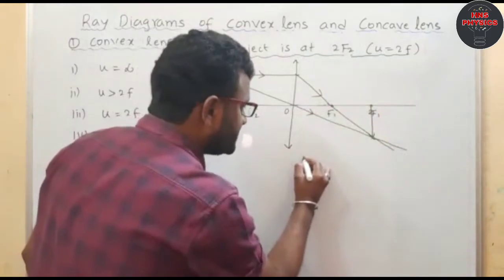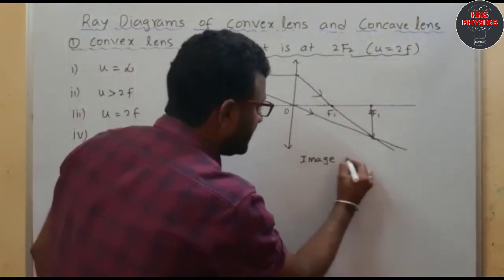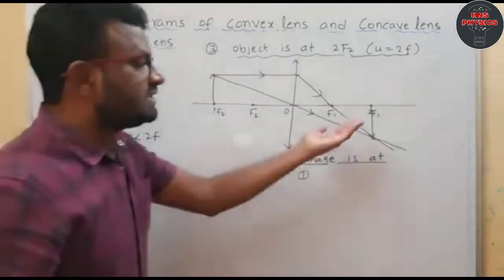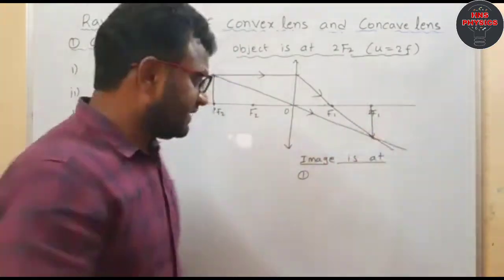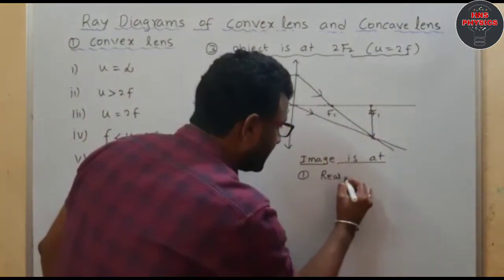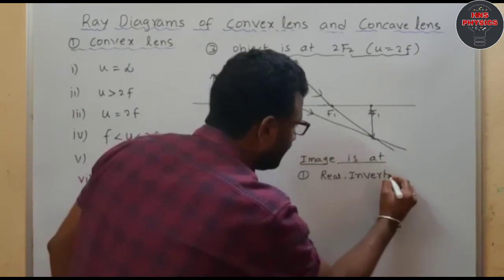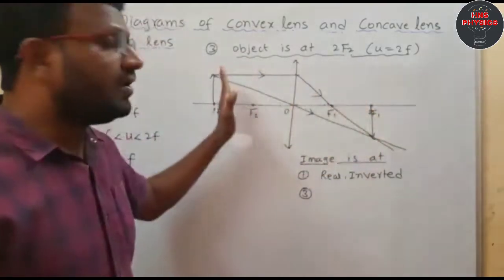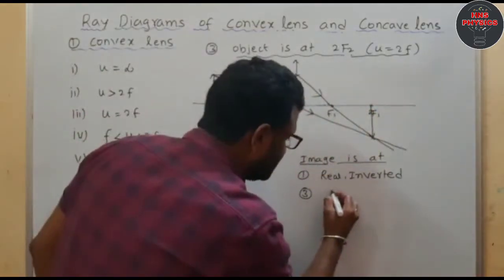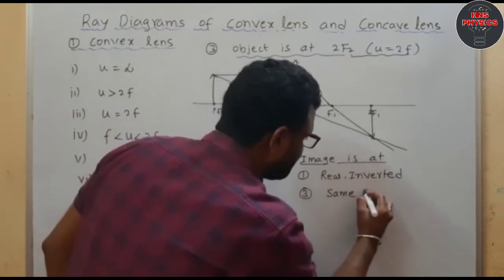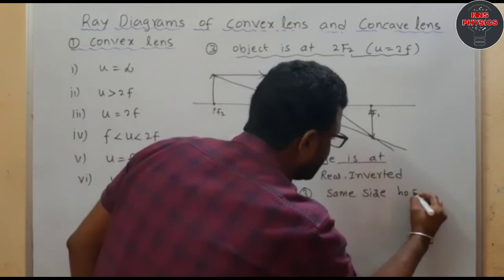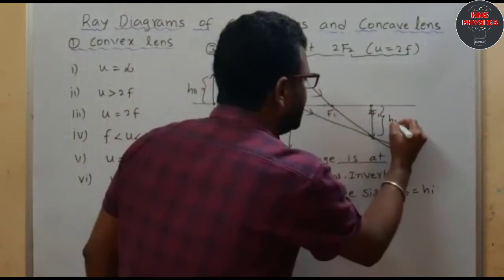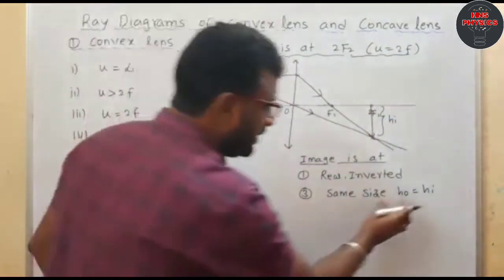So here the image is real and inverted. This image we can catch on a screen. And that image size is the same as the object size. That means here a same size image is formed. Same size means the height of the object equals the height of the image. So this is the height of the object and this is the height of the image.